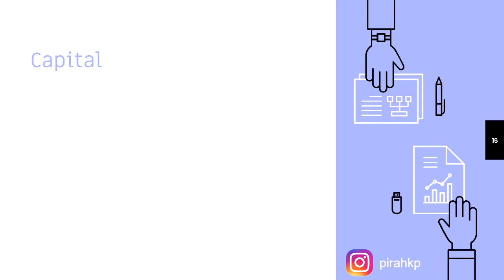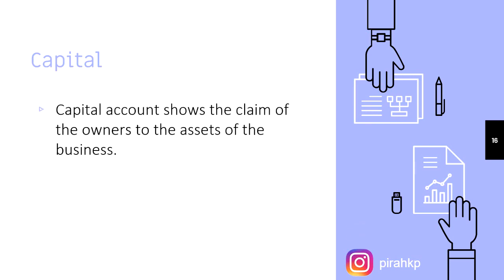First one is capital. Capital account shows the claim of the owners to the assets of the business. Capital is what an owner has invested in a business. Alright, whatever amount they can claim to.